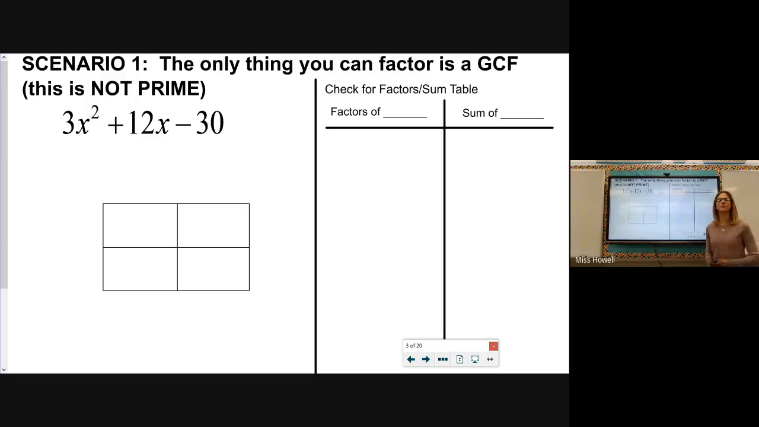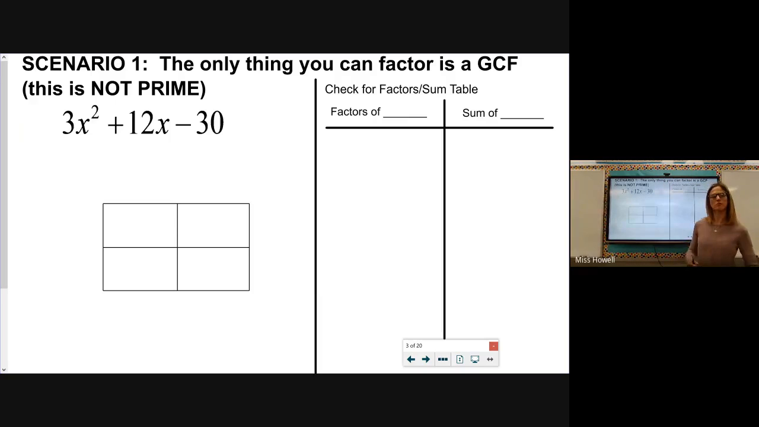So we're going to look at 4 different scenarios today in your note packet. Scenario number 1 is I can factor. I have a degree of 2 or higher, so I should be looking for GCF and chart. In this case, I can only factor the GCF, which is not prime. As long as I can break it up into things that can be multiplied to get back to the original, I have done the process of factoring, so be careful.